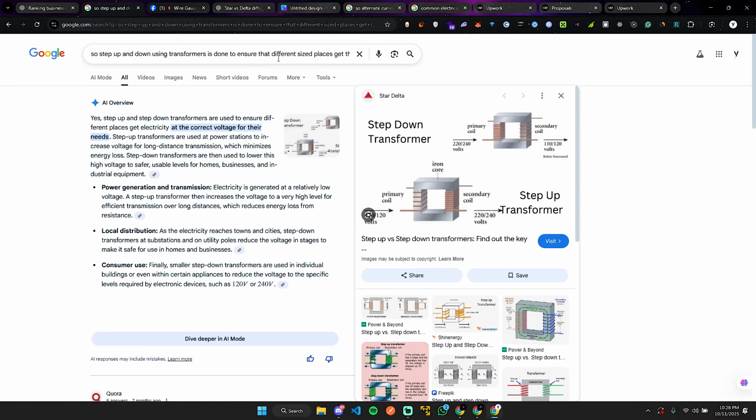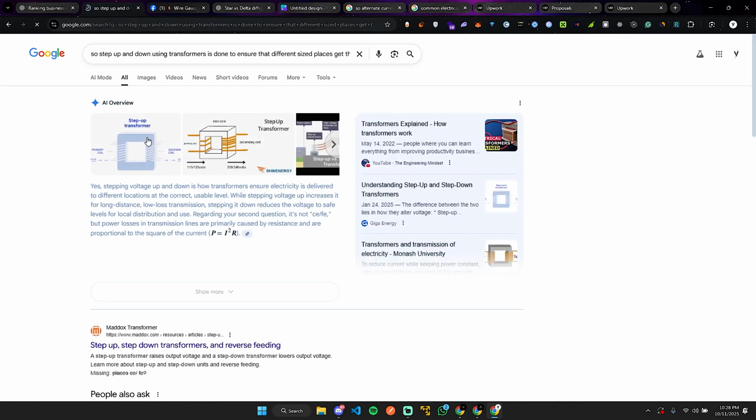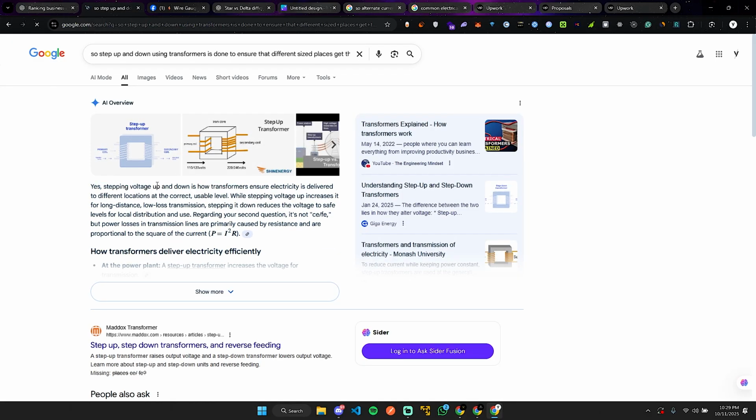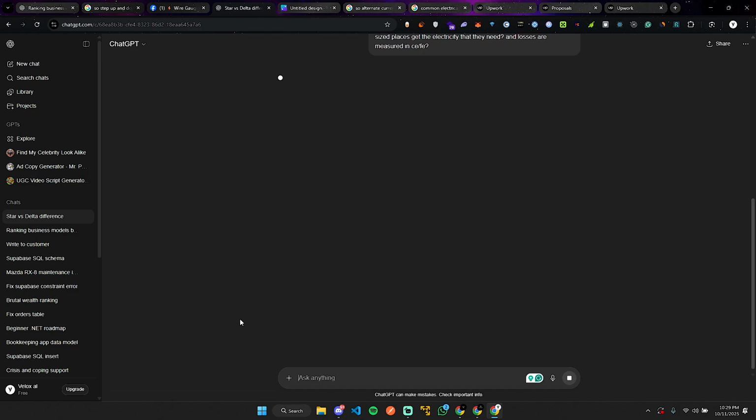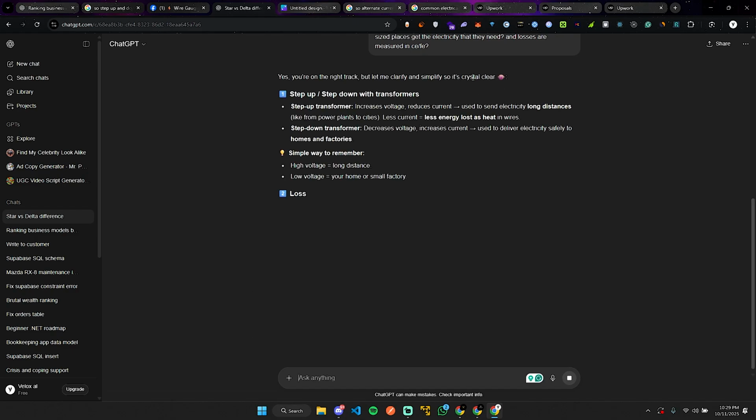So losses are measured in CEV. Stepping voltage is electricity for locations, while stepping down increases it for long distance, low loss transmission. Stepping. So that's ChatGPT because this is rambling. Let's see if you're on the right track. Let me clarify. So right.